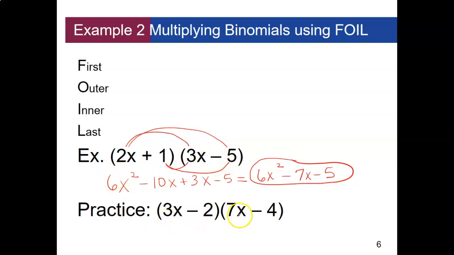Okay, I'd like for you to practice this one. So pause it and try it. Make sure that you're good with doing FOIL, and then you can check your answer. Okay, check your answer and make sure that you got this one correct. If you didn't, then go back and look and see maybe which terms you didn't have the right answer on.